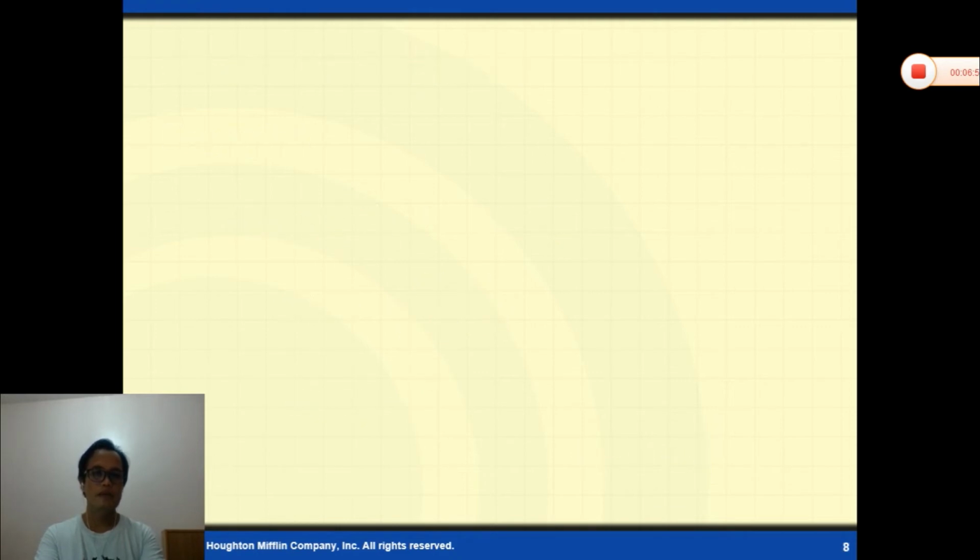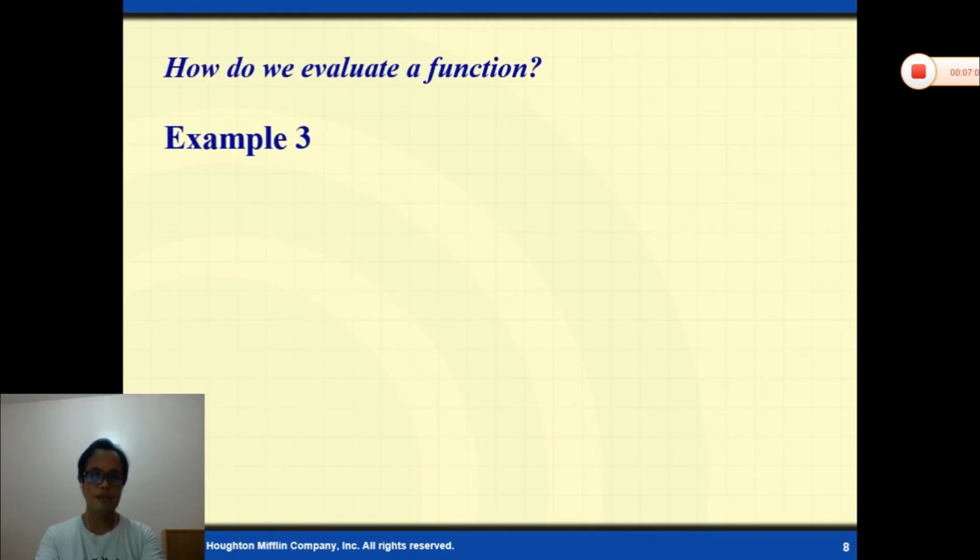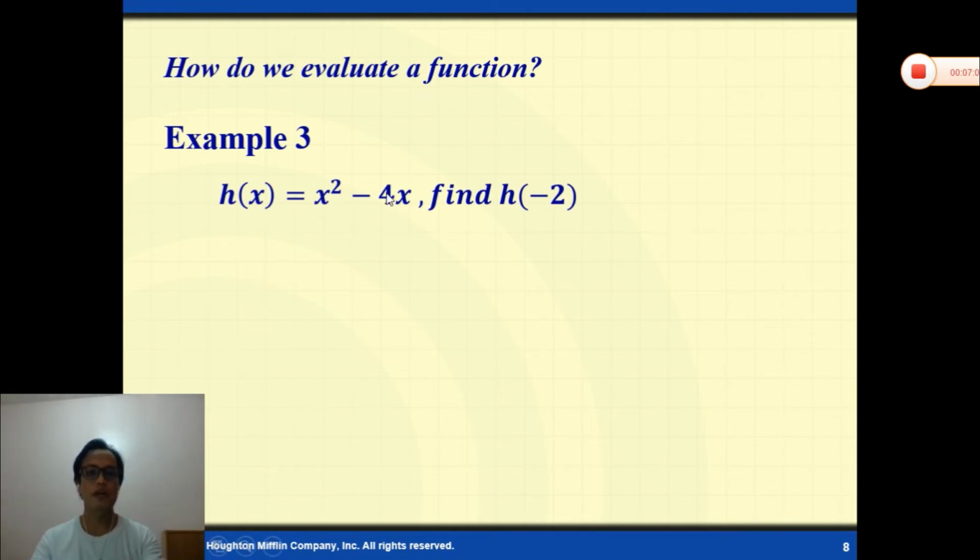Third example, example 3. We are given h of x equals x squared minus 4x, and you are to find h of negative 2. By the way, this function is an example of a quadratic function because of the exponent 2. So we substitute negative 2 into this function.